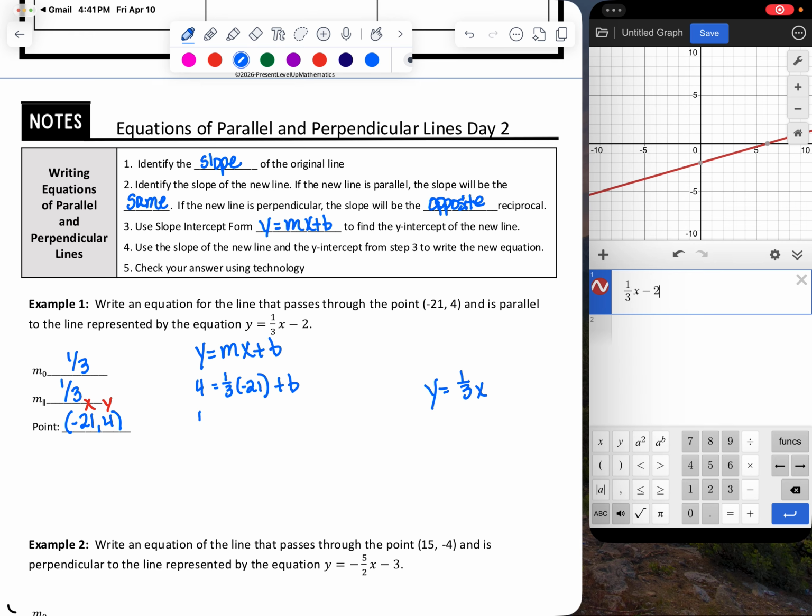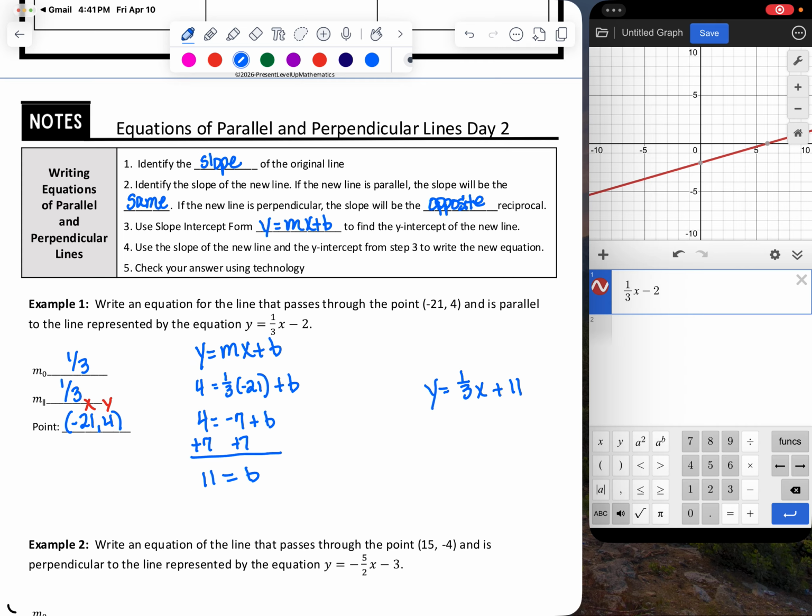So let's simplify this. 4 equals 1/3 of negative 21, which would be negative 7. And then add 7 to both sides to isolate the b. So 4 plus 7 gives us 11. So now we know the y-intercept of our new line is positive 11. So that means my equation will be y equals 1/3 x plus 11.